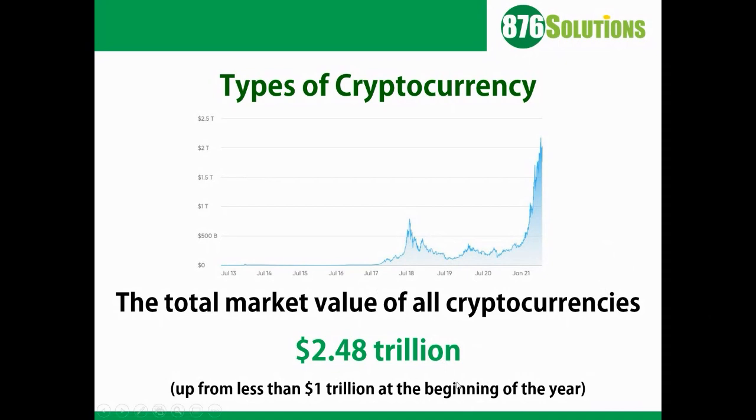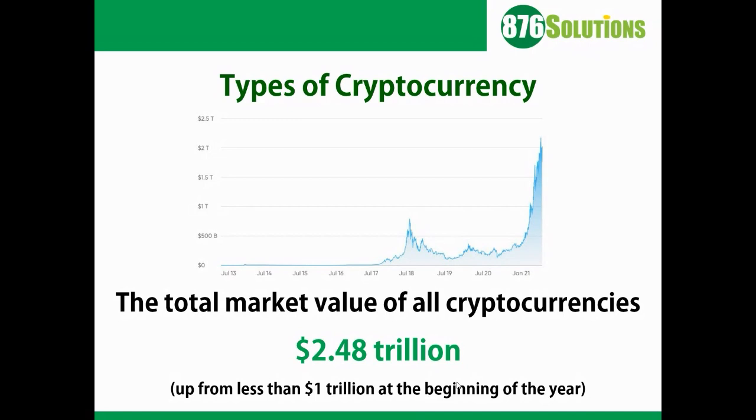Which some people may say, it's not a lot. But what's interesting is that at the beginning of this year, 2021, right? The total market value of cryptocurrencies was only $1 trillion. And between the beginning of the year and now, the total market value has skyrocketed to in excess of 2.5 trillion. All right.